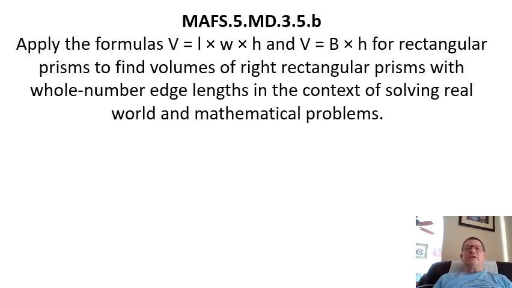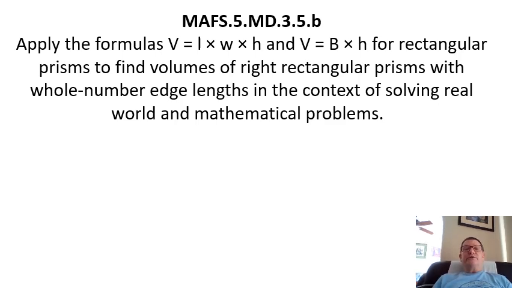Now this is the standard, MAFS 5 MD35B. There's about 3 sections of the standard, and this is B. Apply the formulas of volume equals length times width times height and volume equals base times height. Now remember, when it says base times height, that actually means the area of the base times height. So that's like saying the area of the base times how many layers.